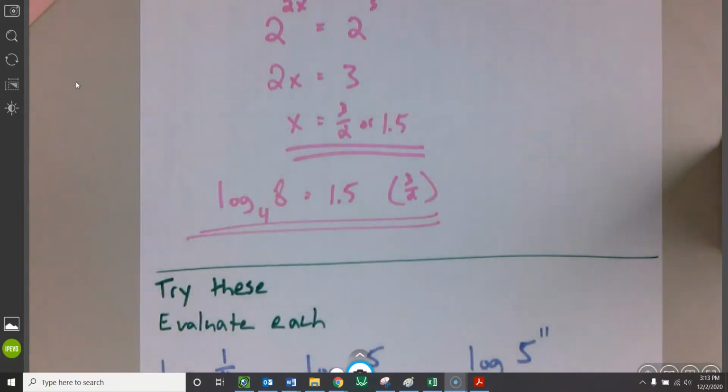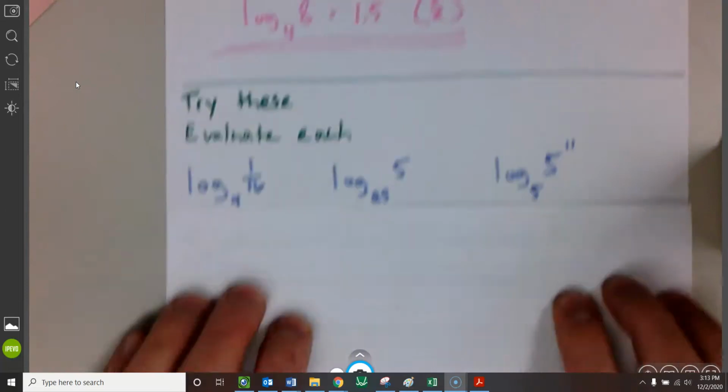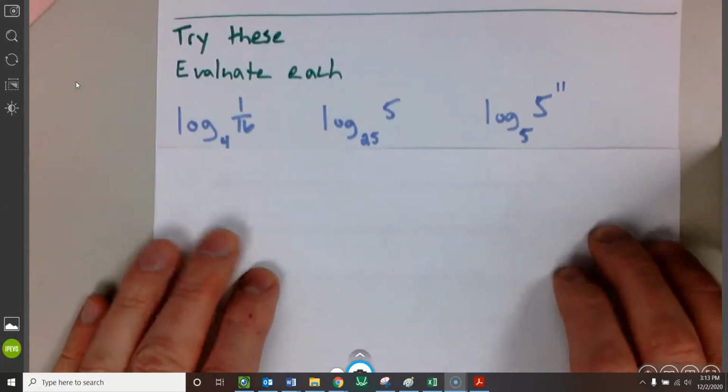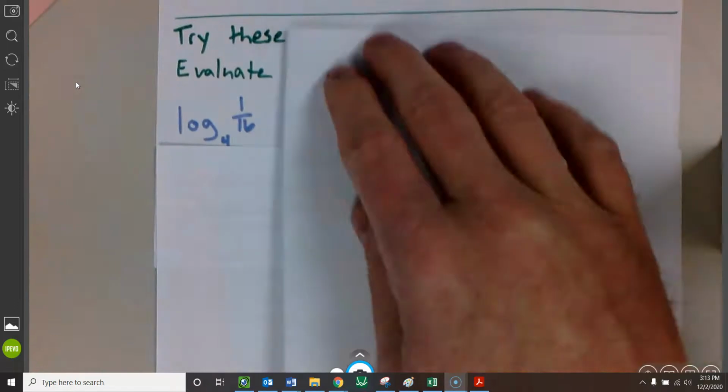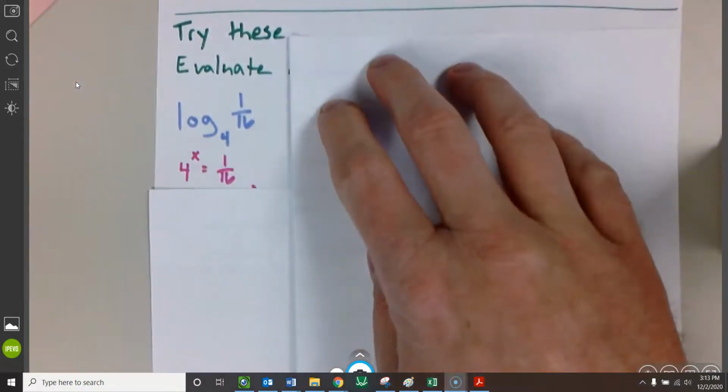Why don't you guys try these 3 on your own? Hit pause and then come back and we'll look at them. Okay, we're back. I'm going to attempt to block out some of them while I go over the other ones. So let's take a look. How creative can I be?